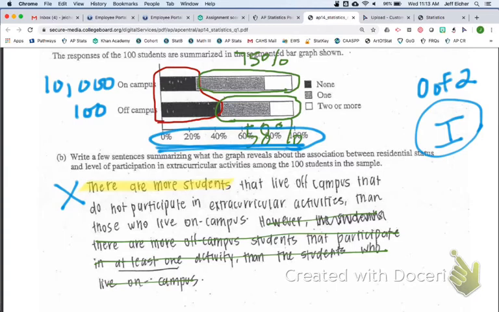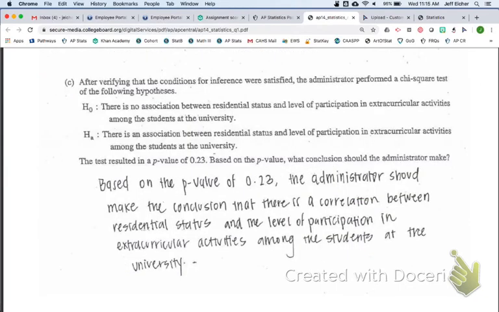And let's look at their last response. So we're looking for 3 things. Why don't you pause this video, read the response, and see how many of those 3 things they were able to address. So first, based on the p-value of 0.23, the administrator should make the conclusion that there is a correlation between residential status and the level of participation in extracurricular activities among the students at the university.